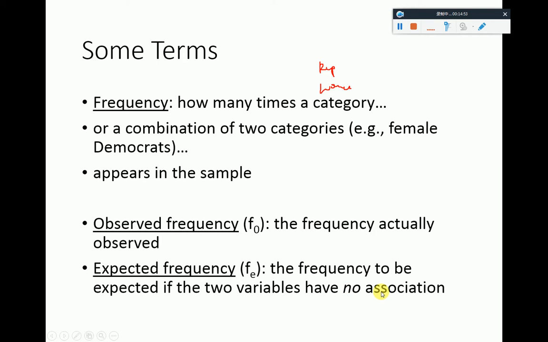Okay? Very soon we'll be looking at the reasoning behind establishing these two frequencies. Why we care about the expected frequency of observing something if the two variables under investigation actually have no association. Very soon we'll be talking about the reason behind this.